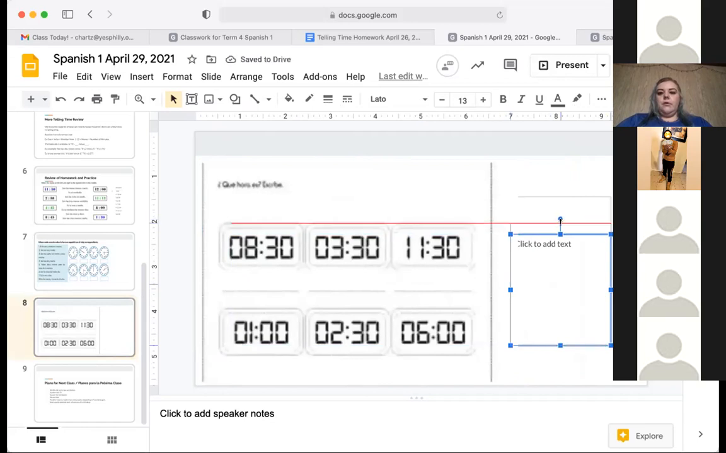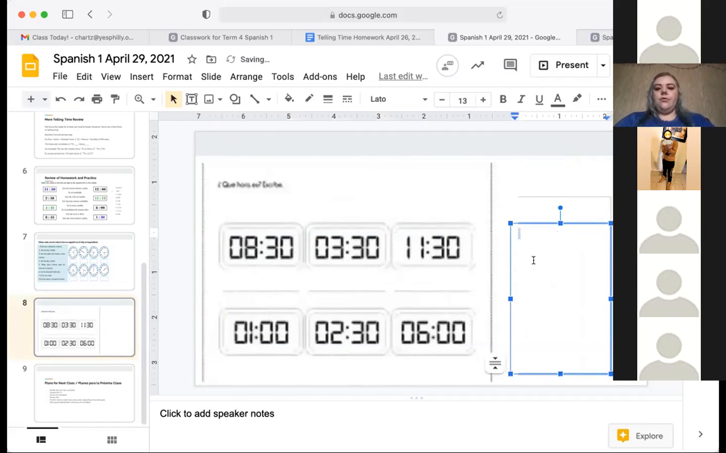Okay, so for this one, I know that the directions are a little bit blurry, but that's fine because it's pretty obvious what you have to do. This one is a little bit more difficult, so don't worry about saying if it's in the morning or at night. Let's do the first one here. How would you say it's 8:30? Son las 8:30. Son las.